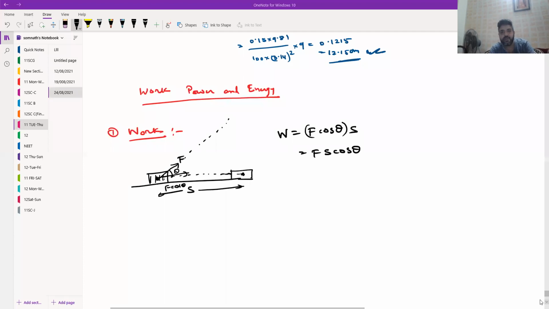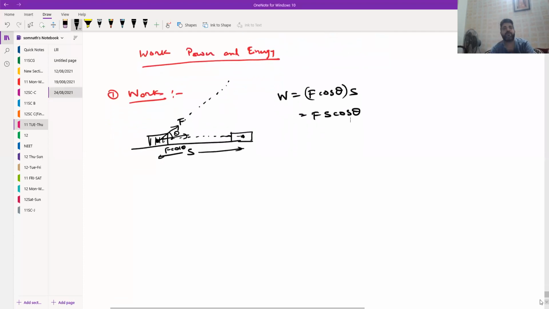Today we are starting a new chapter, work, power, energy. My first topic is work. How do we define work? Work is said to be done whenever a force acts on a body and the body moves some distance in the direction of force.